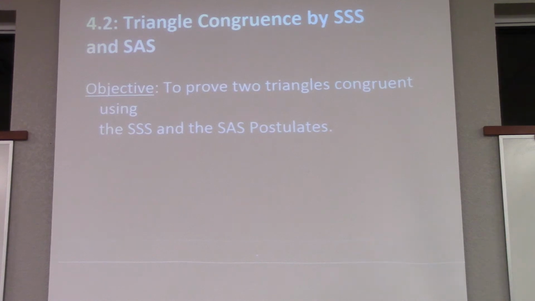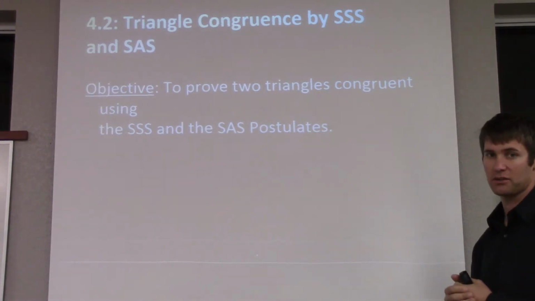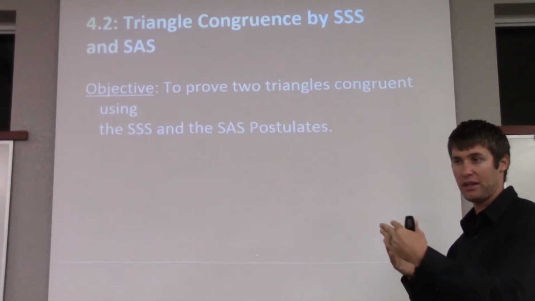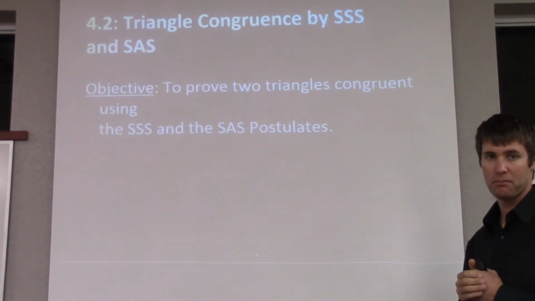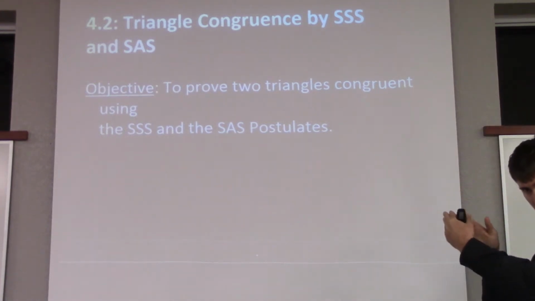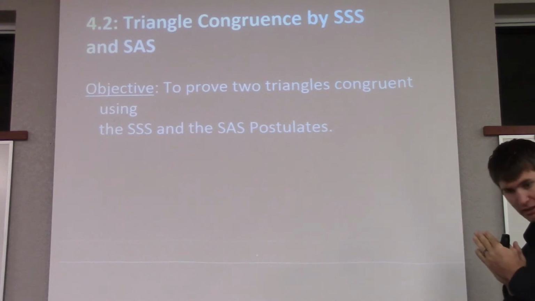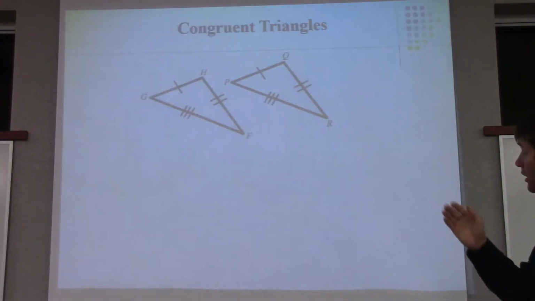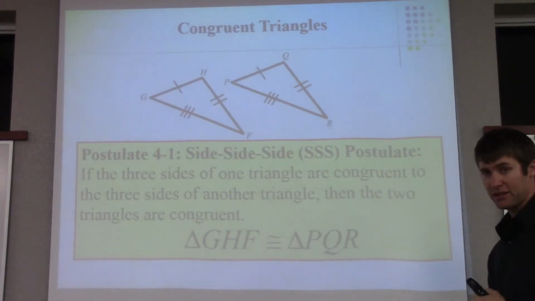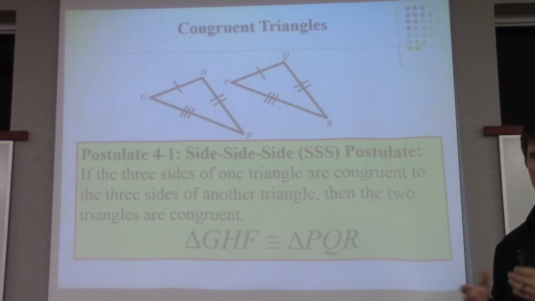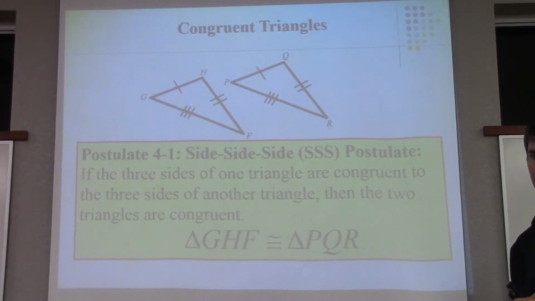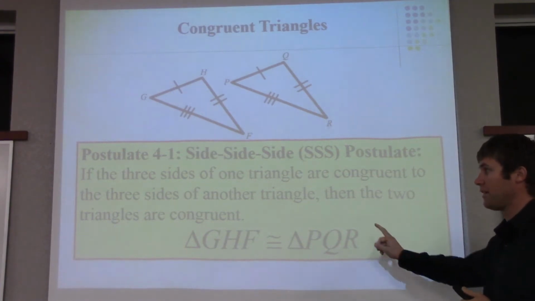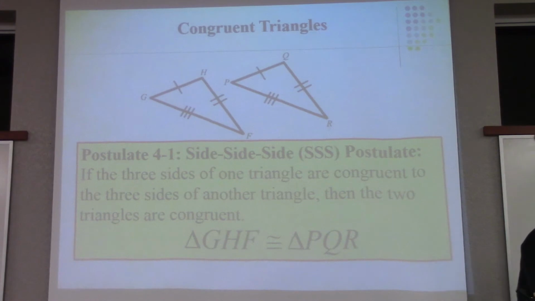So today we're going to prove two triangles are congruent using side, side, side if we know three sides are congruent, or side, angle, side. Two sides and the angle that makes up those, the vertex angle of those two sides, are congruent. So we'll go through here. First one, side, side, side, is just as it said. If all the sides are congruent, then the triangles are congruent. So that's the first one we're going to go through, and we're going to go through a proof of this.